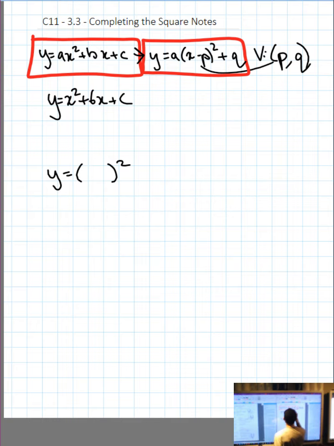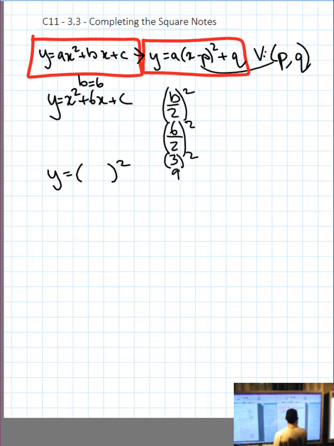And in order to do that, we're going to take our b value, divide it by 2 and square it. Now our b value is 6, b equals 6. Notice in the notes I go to the right because I don't have enough space, so I'm going to go down. My b value is 6, put it in for b, 6 divided by 2 is 3, 3 squared is 9.